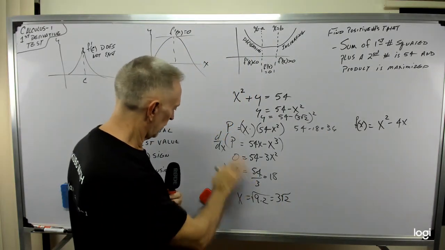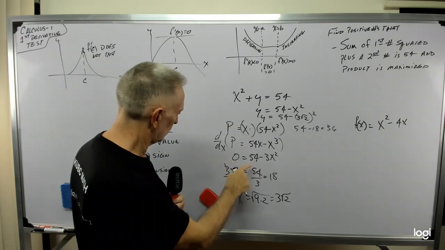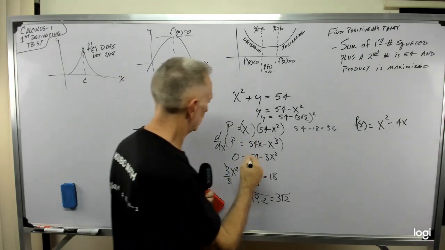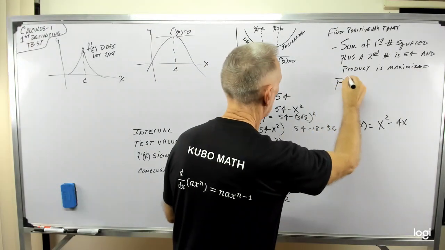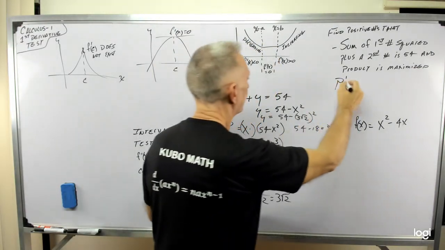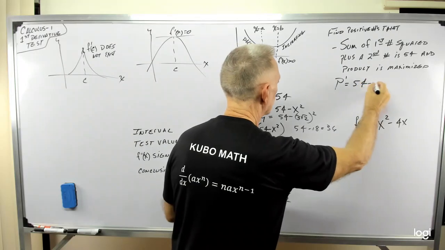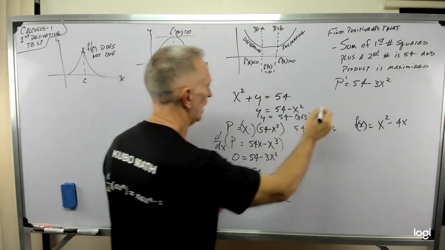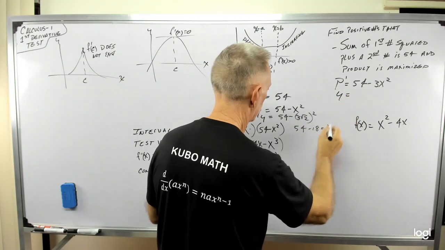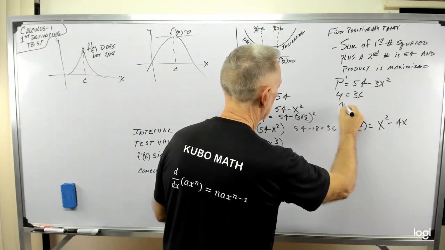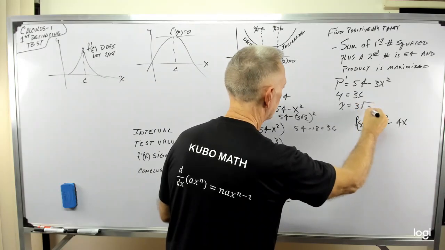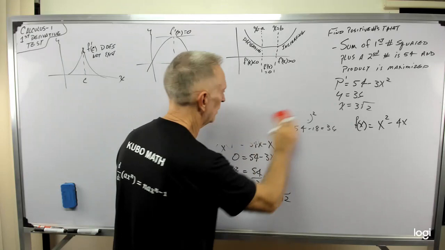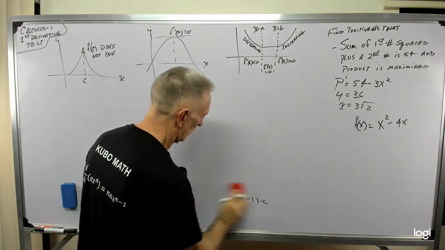Okay, so I'm going to erase this, but I don't want to lose this. This is my f prime of x, we'll call it p prime. Let's say p prime equals 54 minus 3x squared. And y equals 36. x equals 3 square root of 2. I think I have everything I need here.